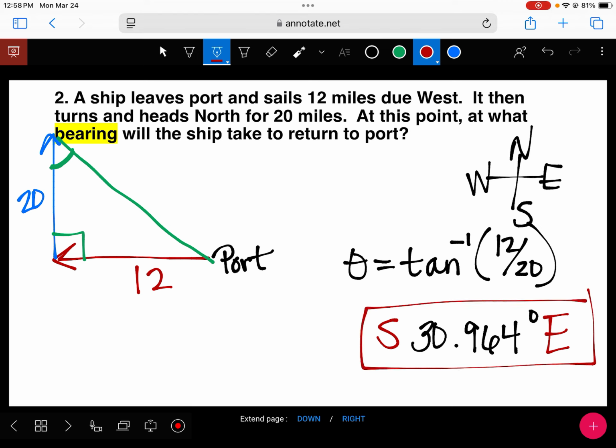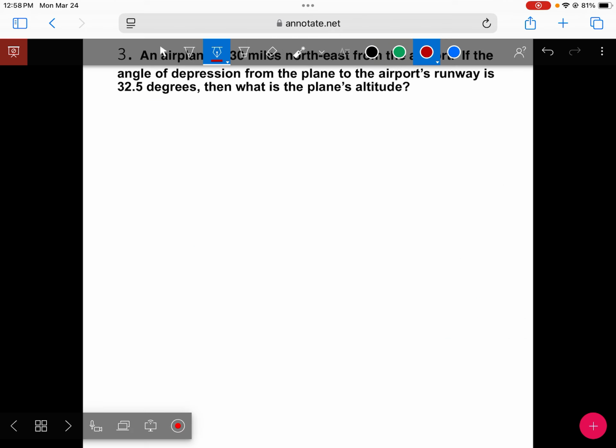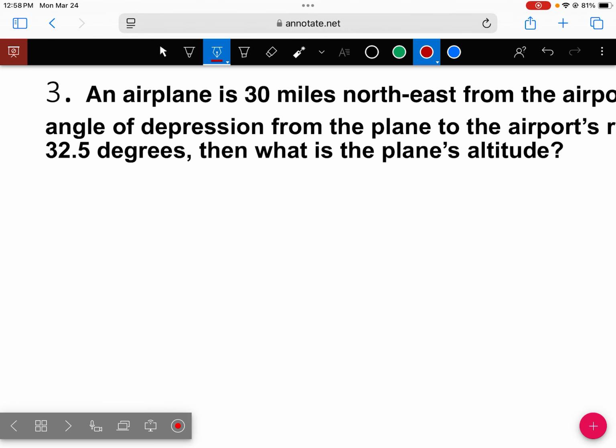All right, we're going to do 3 and 5 together. And then you're going to do 6 and 7 on your own, and then we'll end there. We're going to skip over 4. We might do 4 tomorrow. Let's look at number 3. It says an airplane is 30 miles northeast. So noticing that this is 2 directions. It's not north, it's not east, it's northeast. That's how I know this is the hypotenuse.